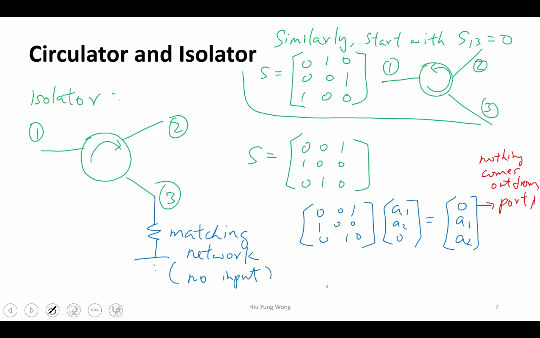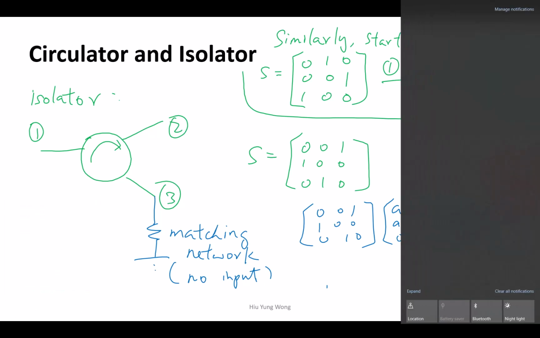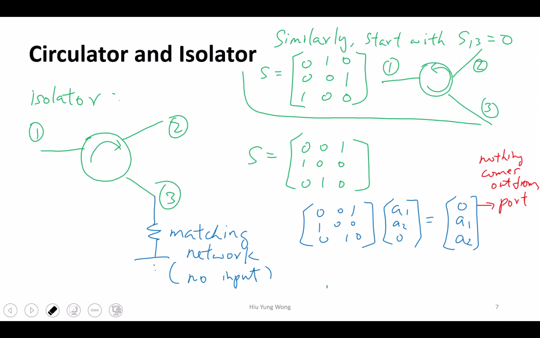Maybe I make it too complicated. Maybe an easier way to say this is that the signal you go into port 1 will go out from port 2. The signal you go into port 2 will go out to port 3. The signal going into port 3 will go out from port 1. Now I don't have any input into port 3, so there will never be any signal going out from port 1.